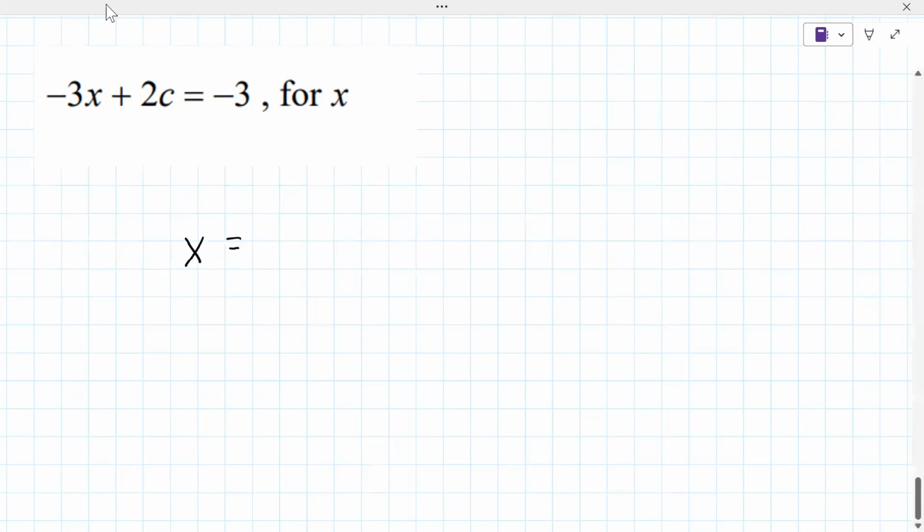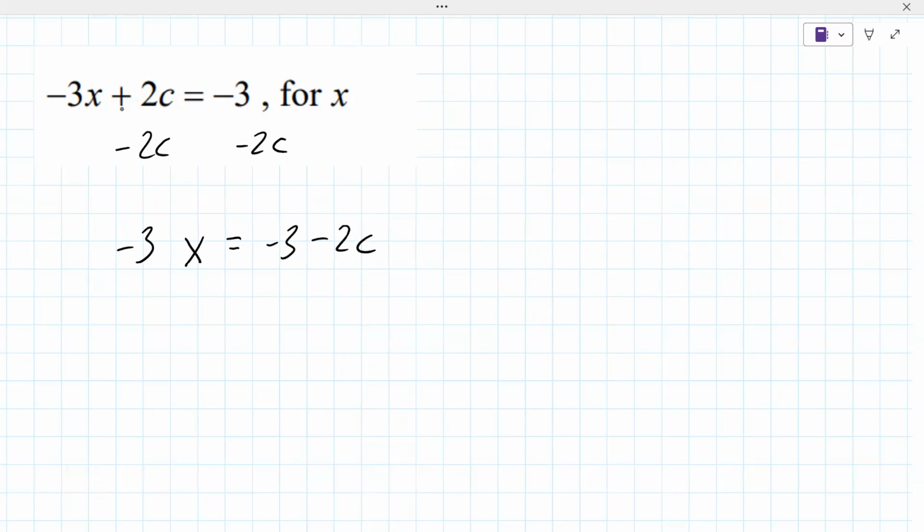Here's X, and you see that's being added by 2C. You always undo addition and subtraction first. How do you undo that? By subtracting 2C. The whole point of this is that there are no like terms, so you just rewrite it as negative 3 minus 2C.